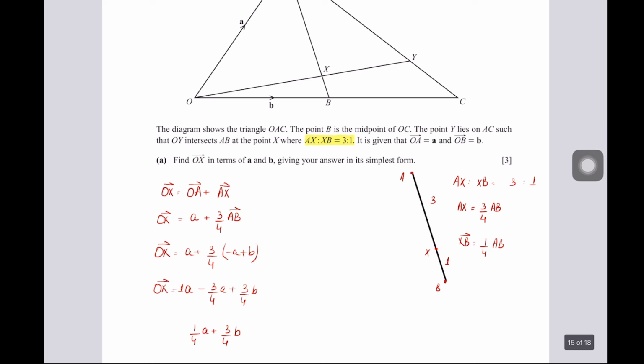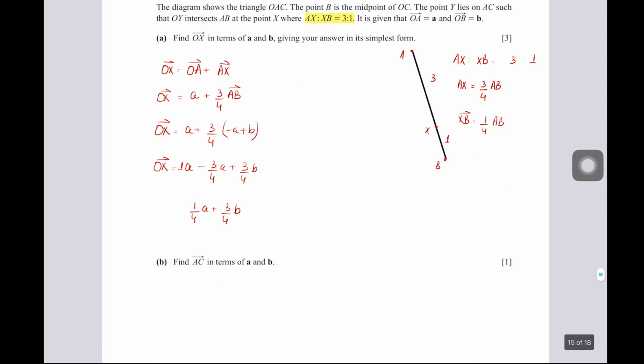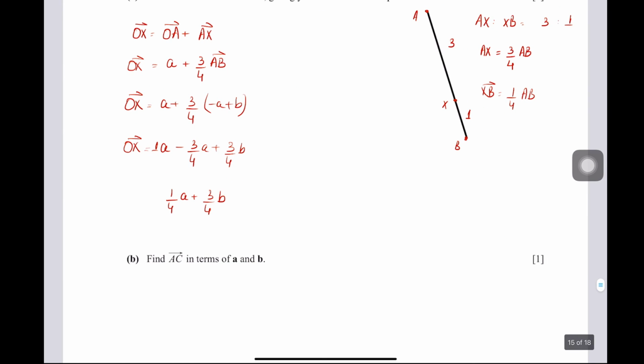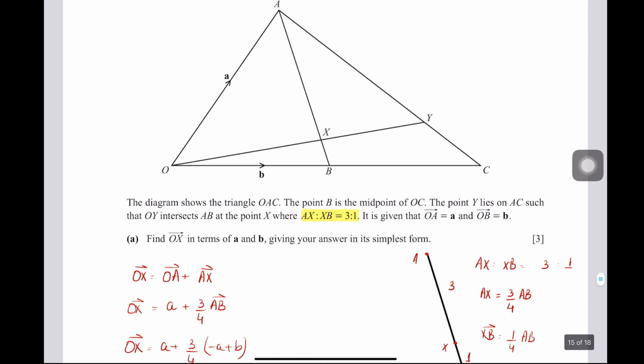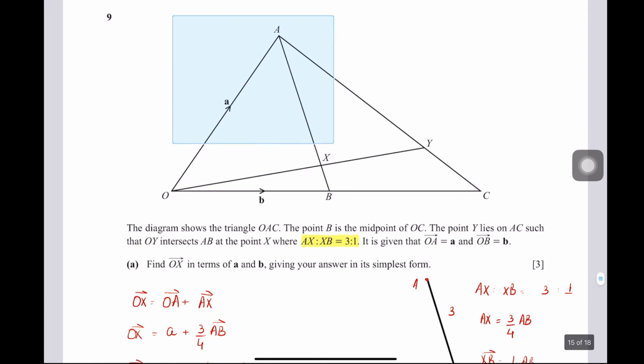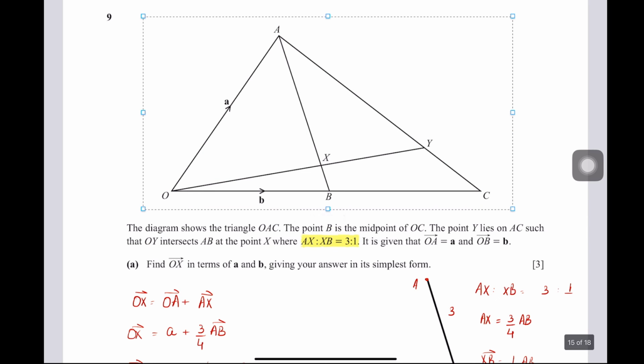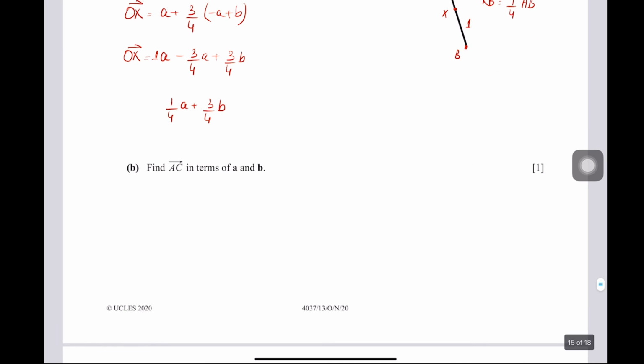Okay, great. Now the next part is find AC in terms of A and B. So how will I find out AC? I'd like you guys to do this. It's a 1-mark question. It's fairly easy. I'll copy this, bring it over here.